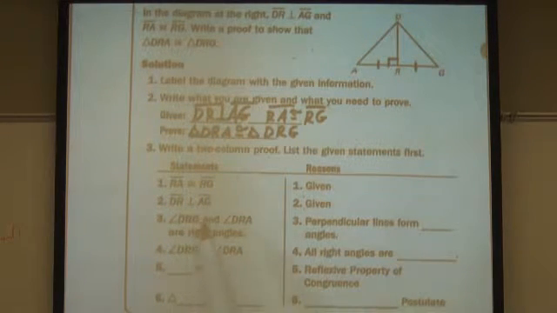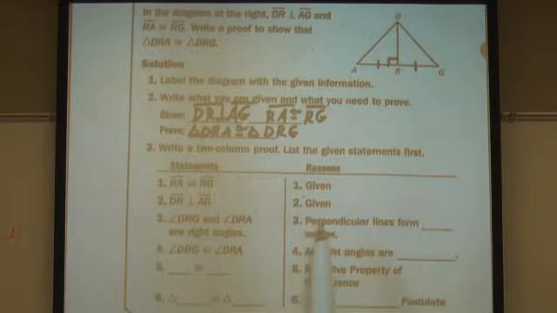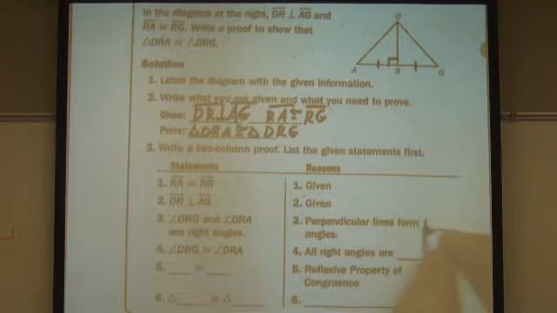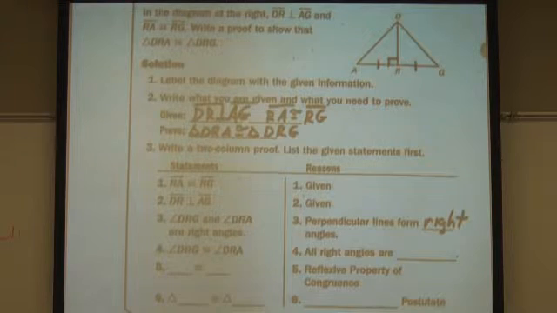Then it says DRG and DRA are right angles. That's the statement. The reason is that perpendicular lines form right angles.